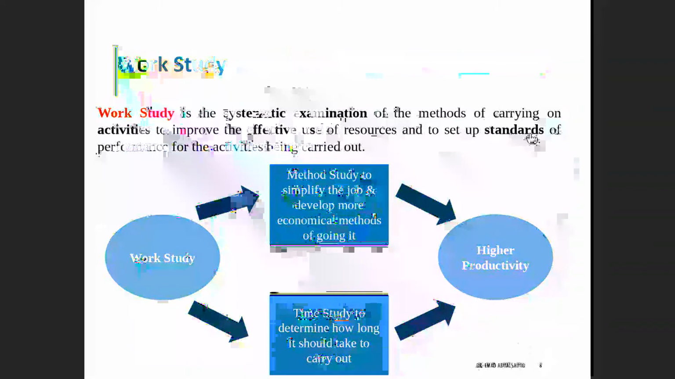Everything has to be standardized, and the work study helps you also to set up this standard for the activities needed in your job. The work study is divided into method study to simplify the job and develop more economical methods of doing it, like يعني implement it, or time study to determine how long it should take to carry out. And both of those lead to higher productivity. Higher productivity، إنتاجية أعلى وأفضل.